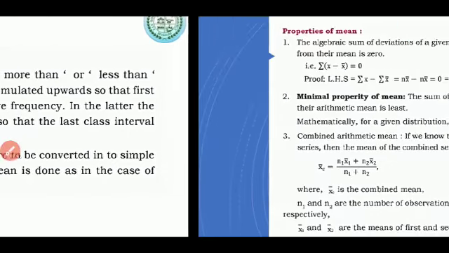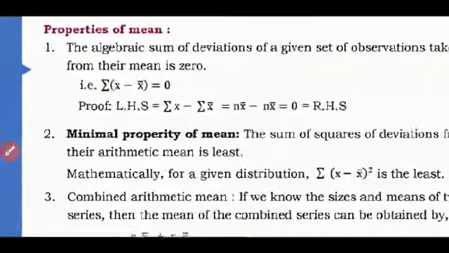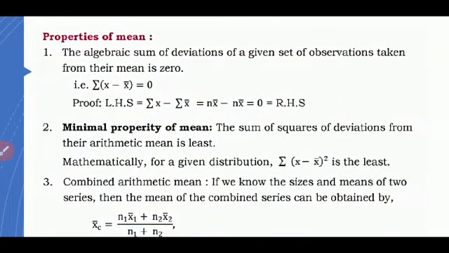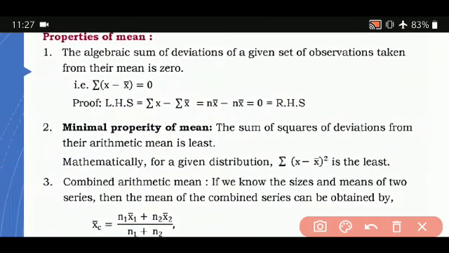That's fine. The next important part is the properties of the arithmetic mean. Yes, very important. They have asked for 1 mark or 2 mark questions. Mean has certain properties. The first one: the algebraic sum of deviations of a given set of observations taken from their mean is 0. This is the property: summation of x minus x bar is always equal to 0.